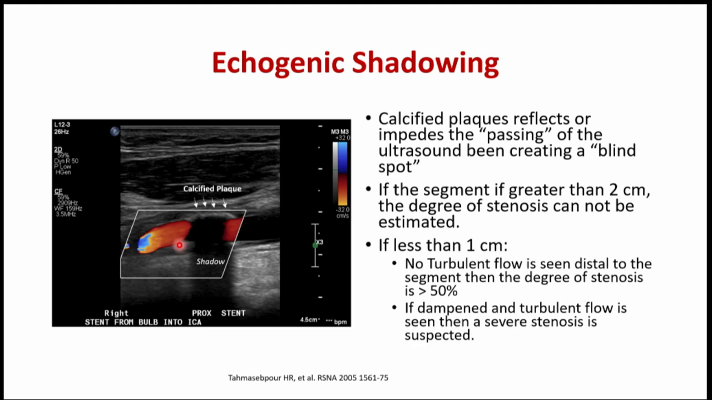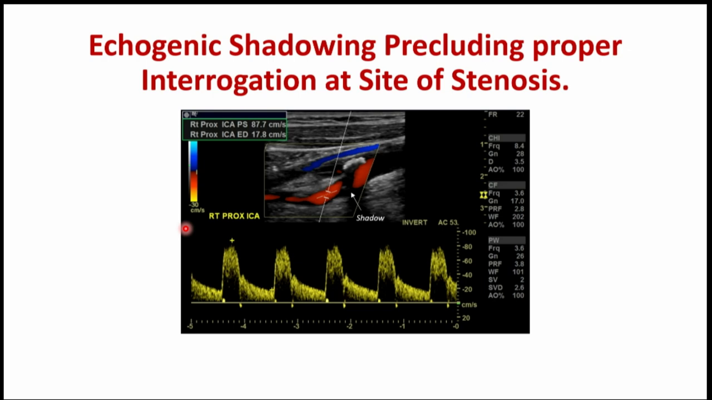And one of the rules of thumb, and there's an article already listed that you may be able to look up, is if the segment is greater than 2 centimeters, the degree of stenosis really cannot be determined with accuracy. But the waveforms will give you a clue, and we're going to go through this. If this area of echogenic shadow is less than 1 centimeter, and you don't see any turbulent flow in the post-stenotic segment, you can almost suggest, in a way guess, that's more than a 50% stenosis at some point. There's something there. If there's dampened and turbulent flow seen distal to that, we can suspect that that's a very severe stenosis. And we're going to go through some examples here in a little bit, okay?